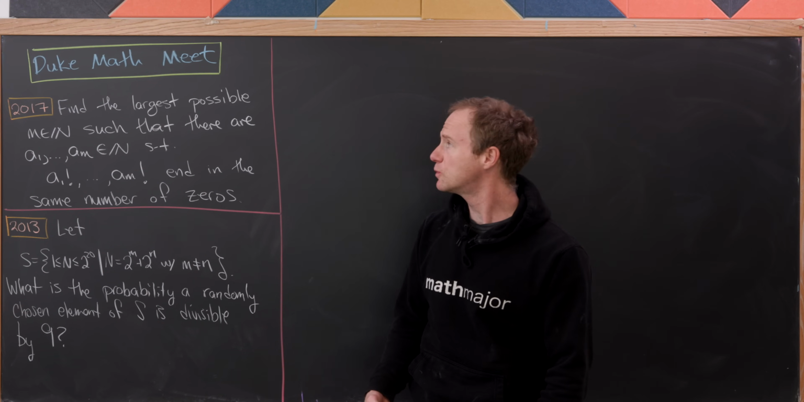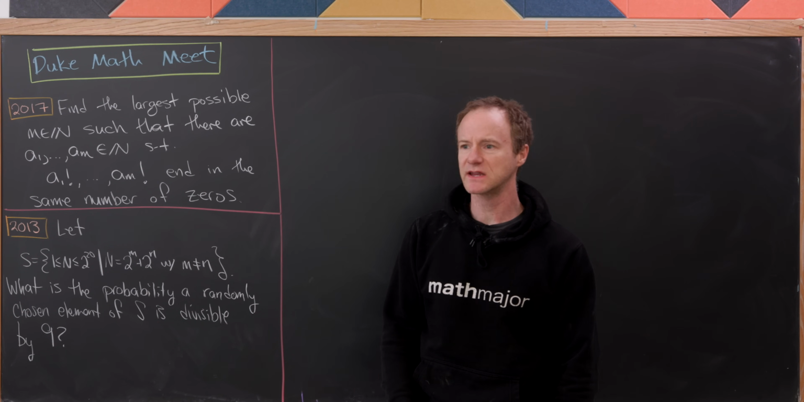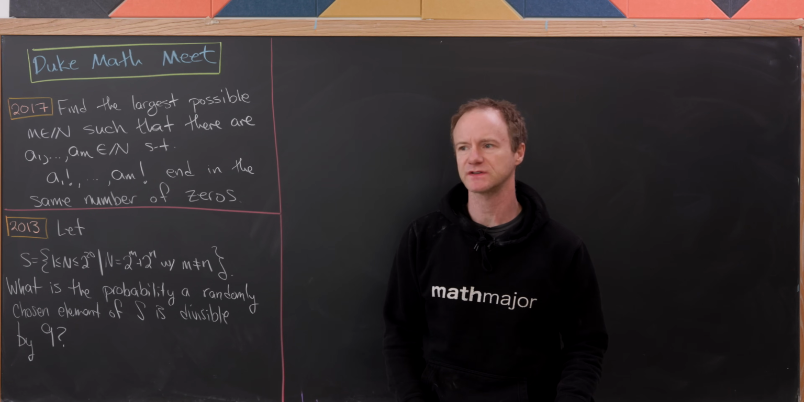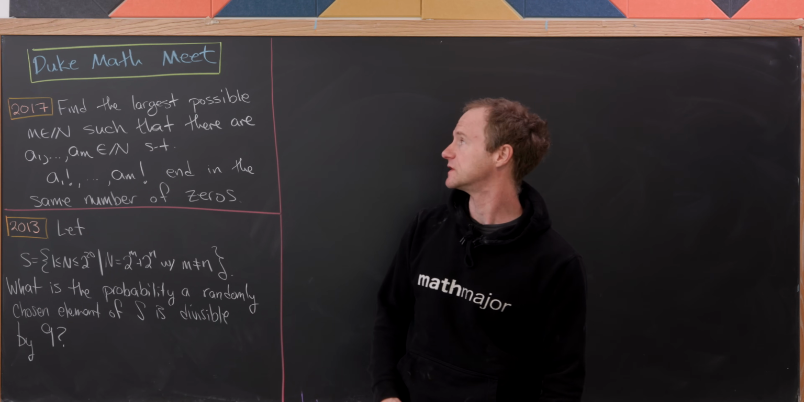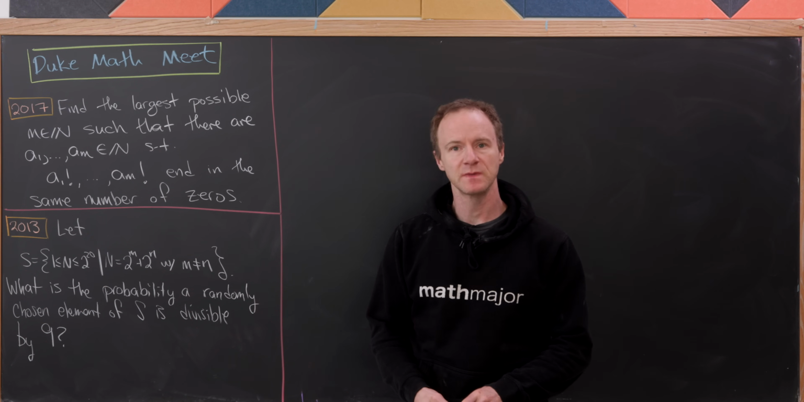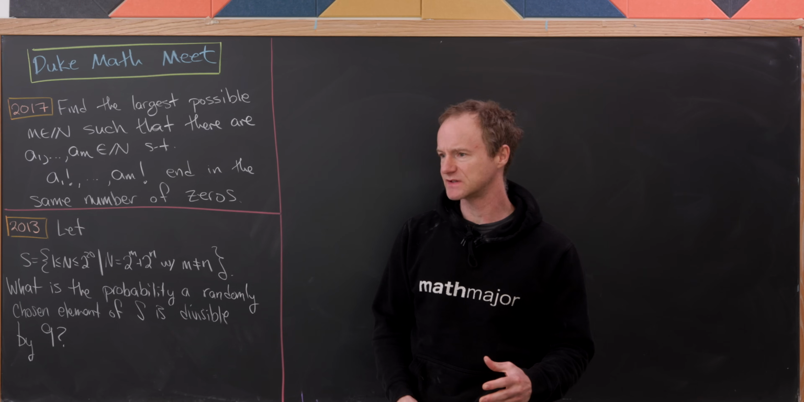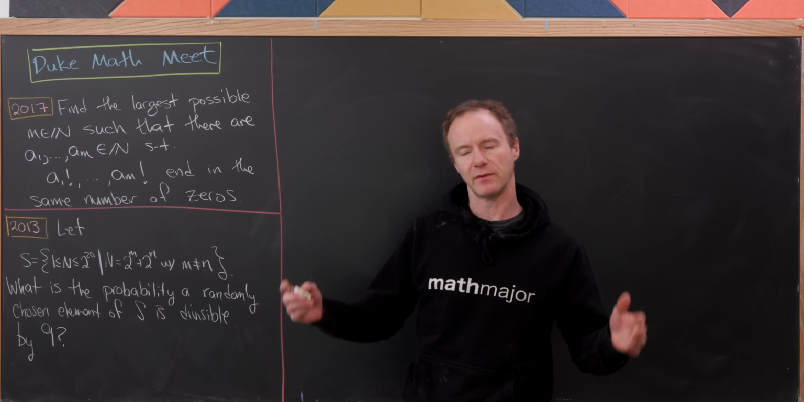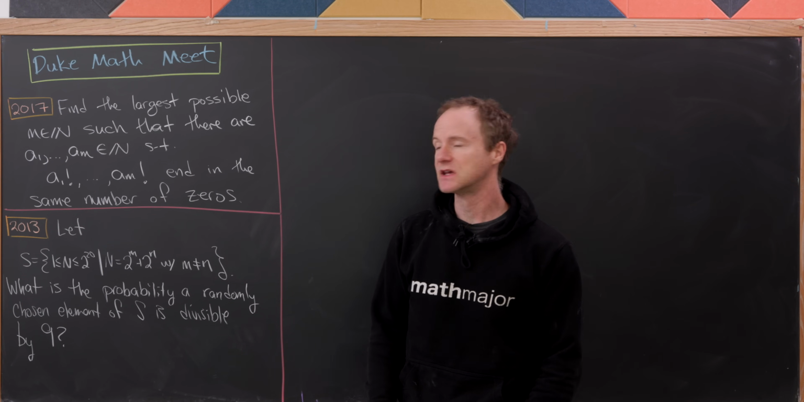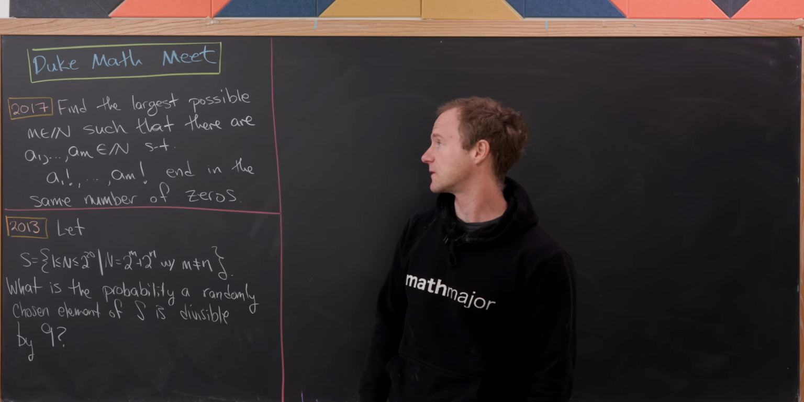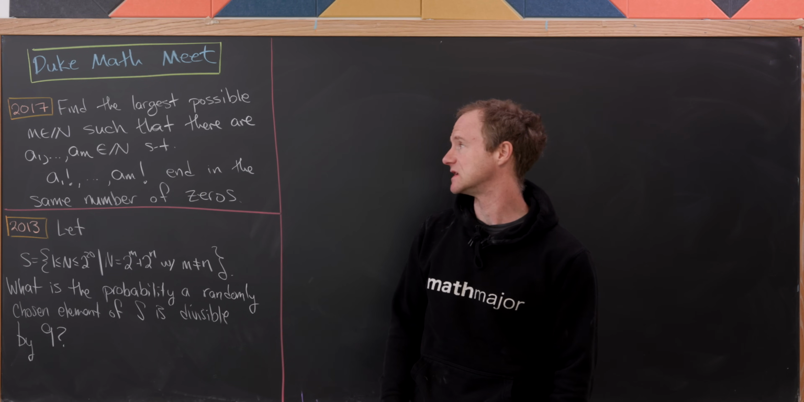Today we're going to look at two problems from a math contest that Duke University puts on for high school students known as the Duke Math Meet. One of these problems is fairly early in their exam and the other one is fairly late. The first one we'll look at is from the year 2017.